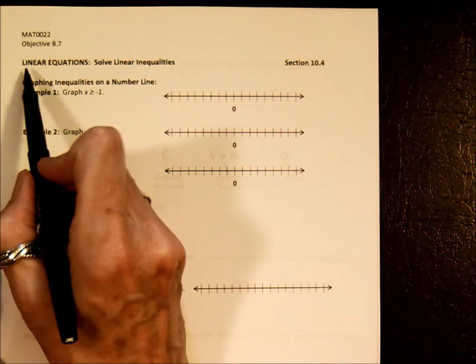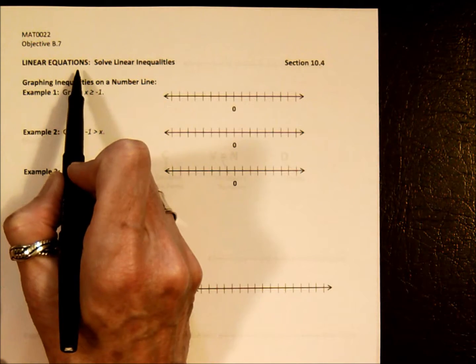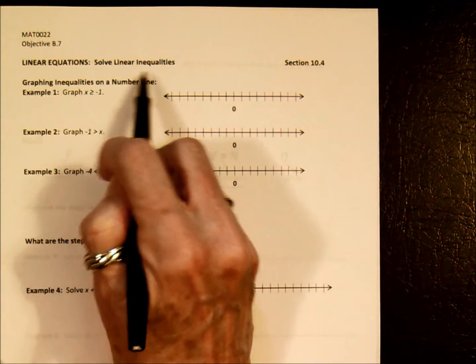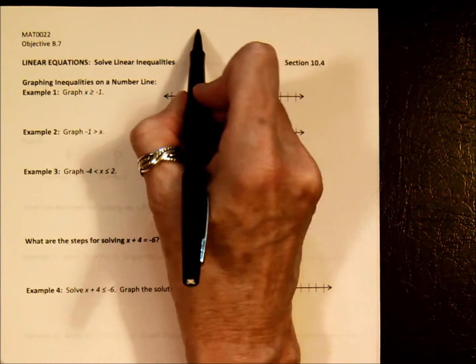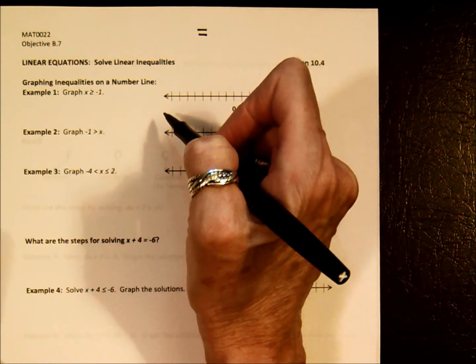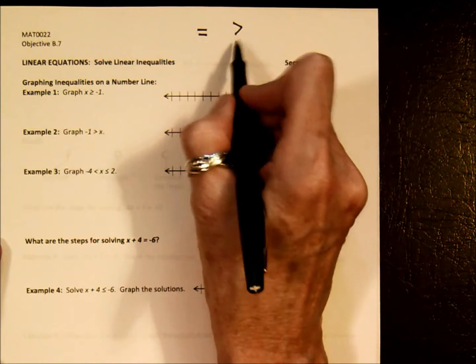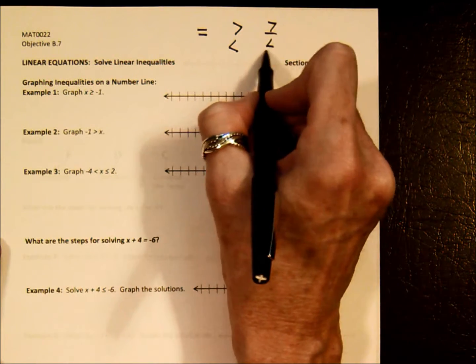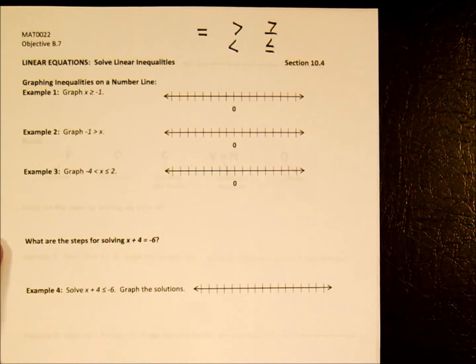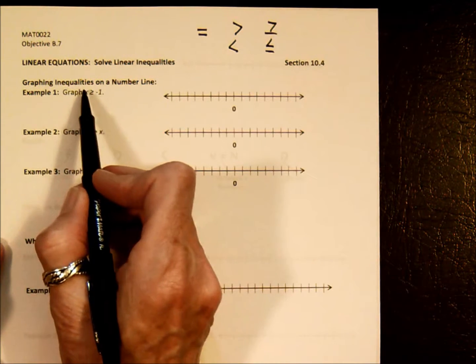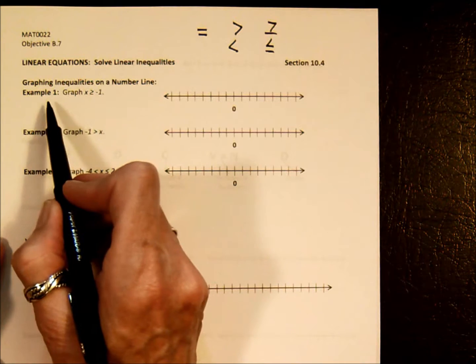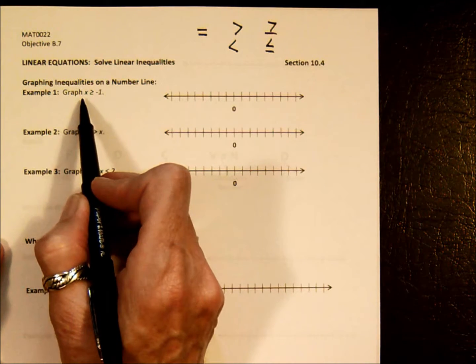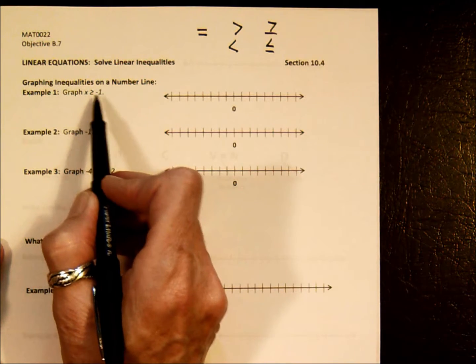The last section in our chapter on linear equations has to do with linear inequalities. An equation has an equal sign. An inequality has a greater than, less than, greater than or equal to, or less than or equal to sign. So that's what we're going to be looking at in this section. It says graphing inequalities on a number line. Example 1 says to graph x is greater than or equal to -1.